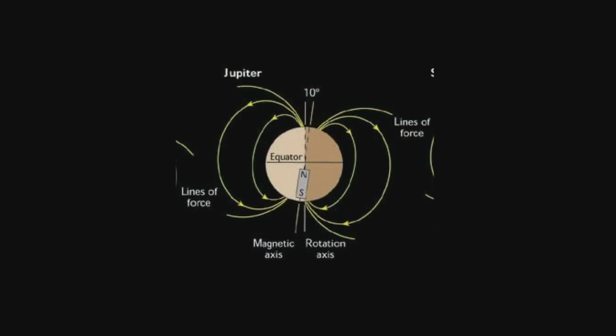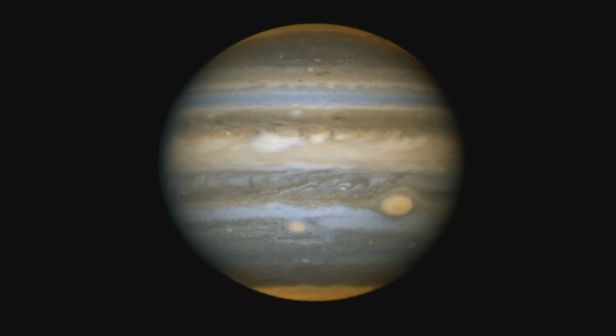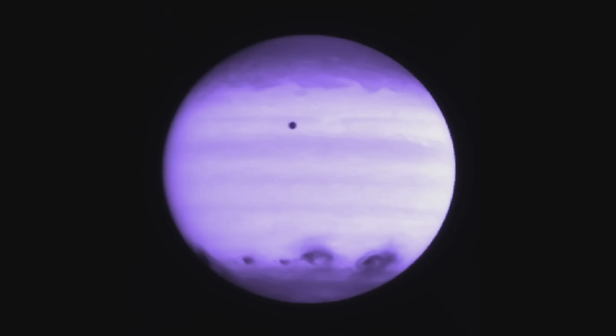Here we see that Jupiter's magnetic axis and rotational axis are not quite aligned, and that is why the rings of Jupiter are not as pronounced as the rings around Saturn. Notice the appearance of the polar areas of Jupiter.